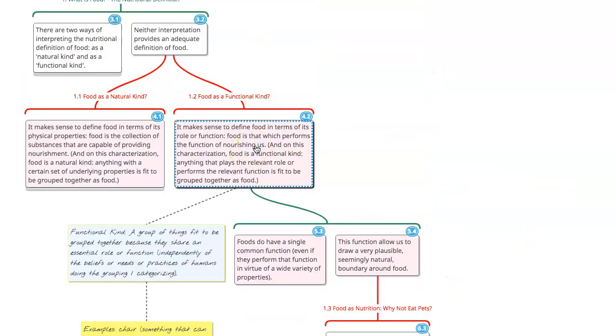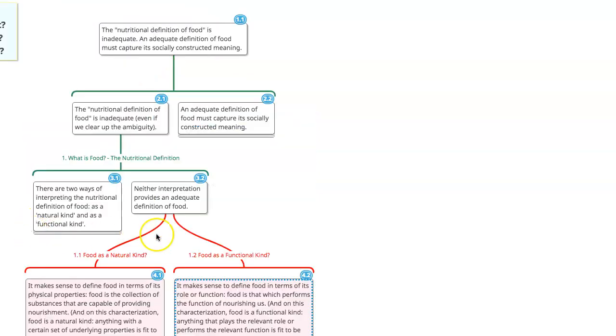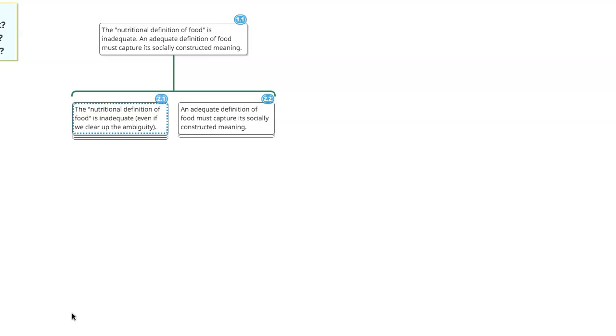So let's close this up. We have now argued, we've laid out two possible ways of thinking about food and argued against them to reach the conclusion that neither of these interpretations of the nutritional definition is adequate. And unless there is some other way to spell it out, we can conclude that the nutritional definition itself is inadequate. So what's the alternative? The claim is that an adequate definition must capture its socially constructed meaning.